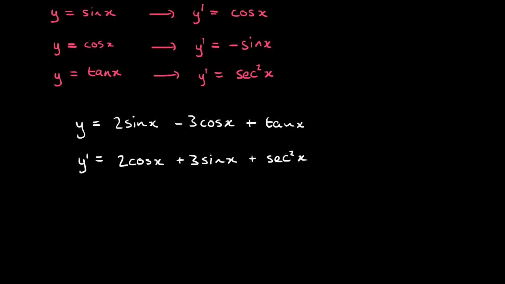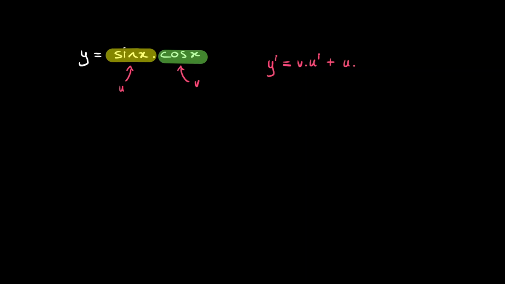Let's try something that's a little bit more tricky. Let's say we want to differentiate y is equal to sine x times cos x. Now here we've got two functions which are multiplied by each other, right? We've got one function here, sine x, and another function here, which is cos x. And when we've got two functions multiplied together, this is going to be a product rule. We're going to call that one u, and that one v. And remember that the product rule is v times du dx plus u times dv dx. So we've got to differentiate each of these terms.